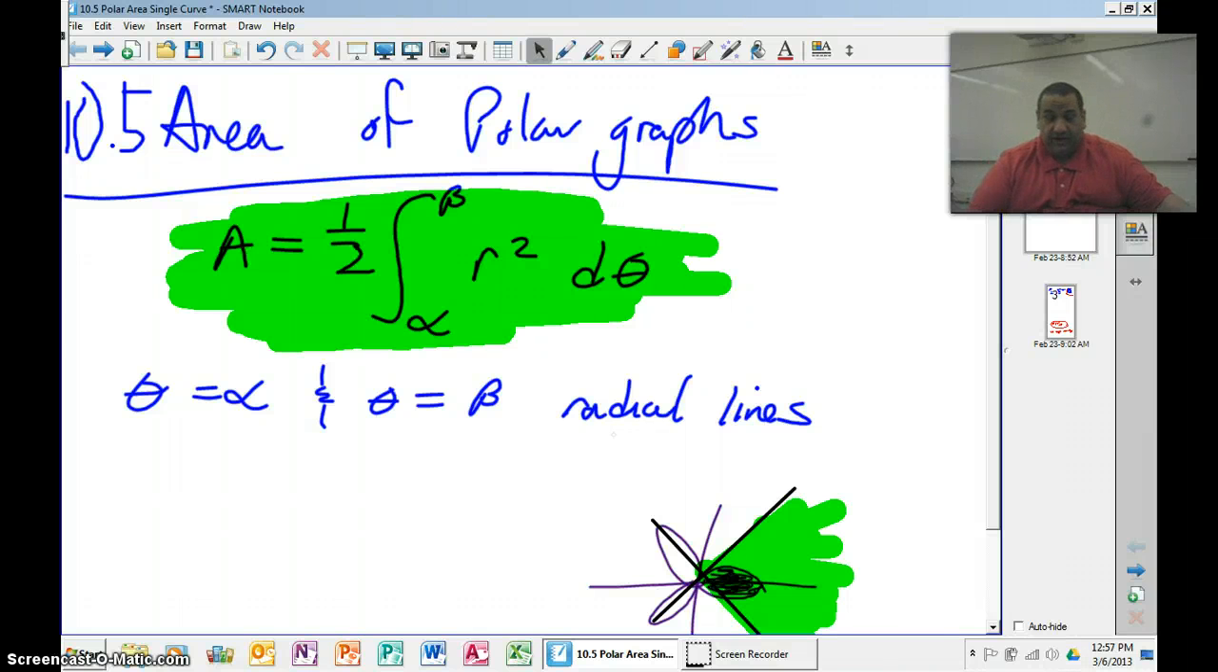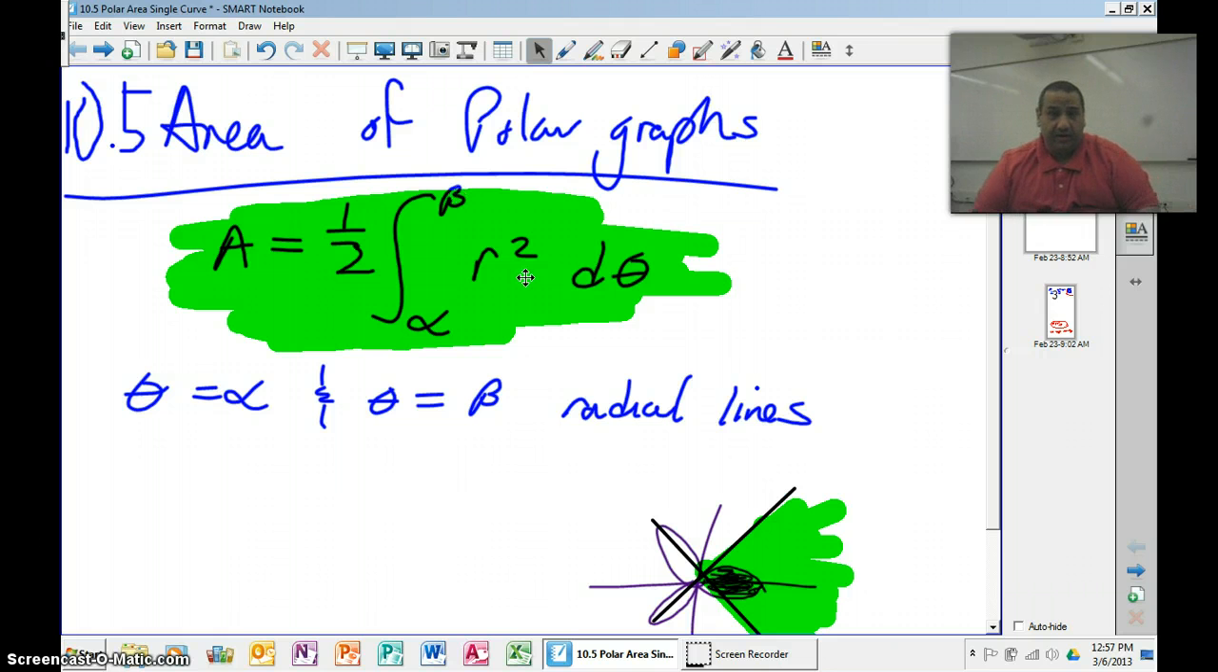All right, 10.5 is the area of polar graphs. And there's a formula, of course, for area of polar graphs. The area is equal to 1/2. That's important because a lot of students forget that 1/2, especially with the way that we do some of these. And it's an integral that goes from alpha to beta of r squared d theta.